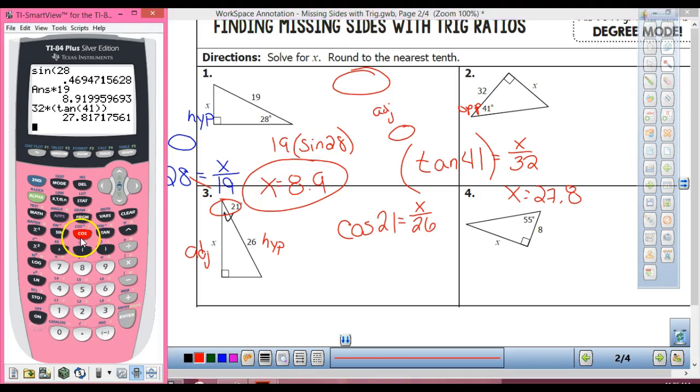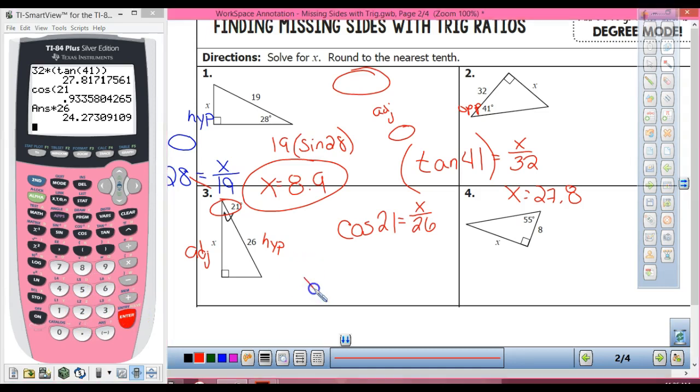So I'm going cosine 21 times 26. x equals 24 point what? 3. Is that a reasonable answer for the triangle that's given? Yes.